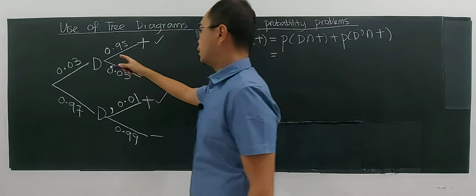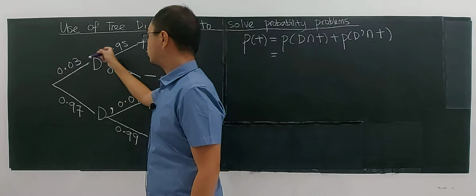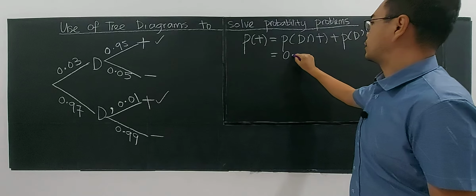So very easy. I just take 0.03 multiplied by 0.95.